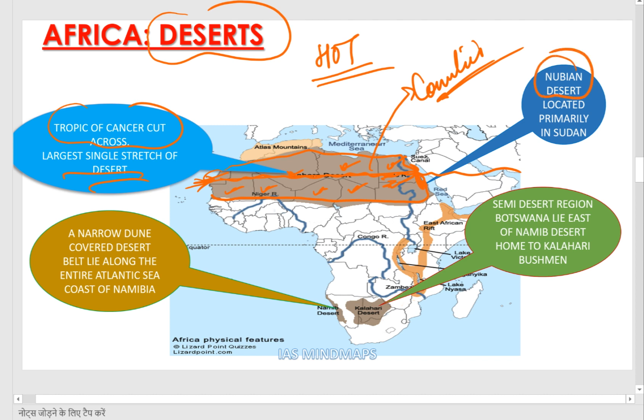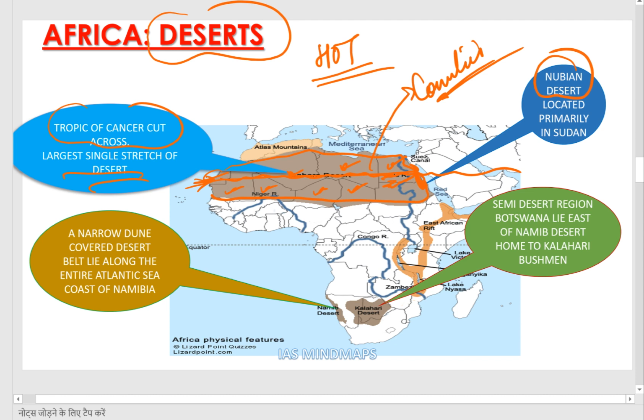So this is very, very important. Nubian Desert lies to the east of River Nile. It's a part of Sahara, but because of River Nile, the Sahara Desert has got broken, and one part, the Nubian Desert, lies on the eastern coast.